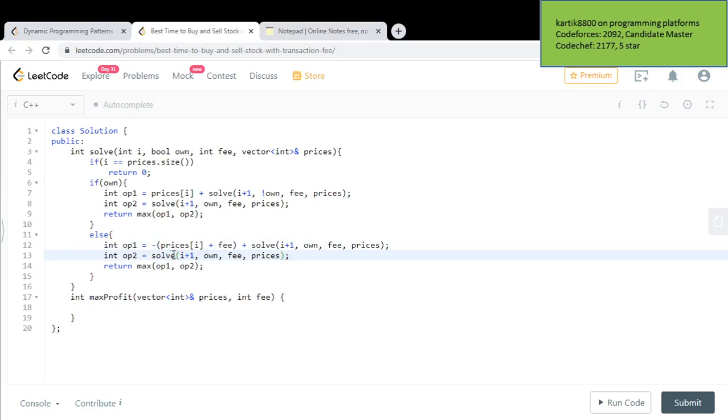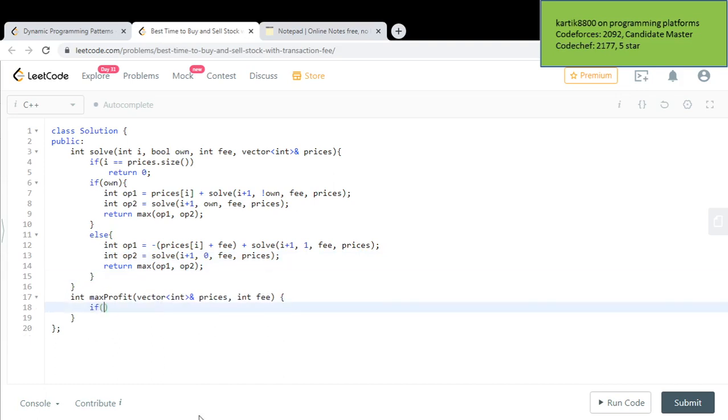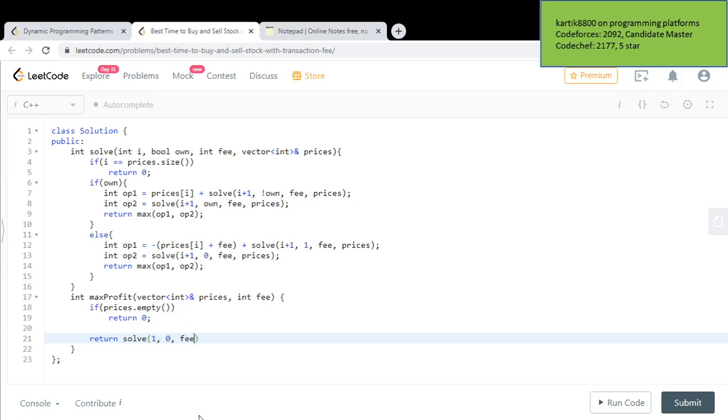The other option is that I don't buy a stock, don't lose any money, and I don't own a stock. So make it 0 here. I do not own a stock here. And make it 1 here. I do own a stock here. Cool. Return, and we're done. That's it. Now just check if prices.empty, then simply return a 0. Otherwise return solve. What is the most money you can make from day 1 till day n, given that currently you don't own a stock, the processing fee is fee, and the prices array is prices.